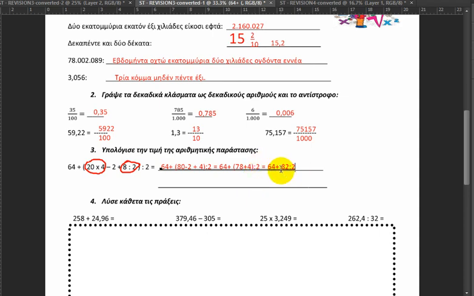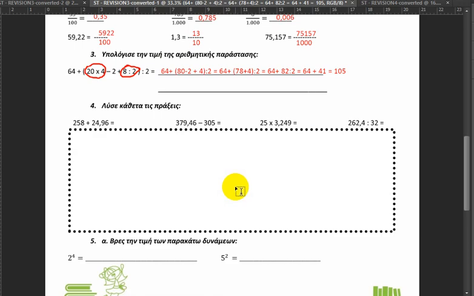Now, out of these, the division has priority. So 64 plus 41, and that's going to give me 105. There we go.